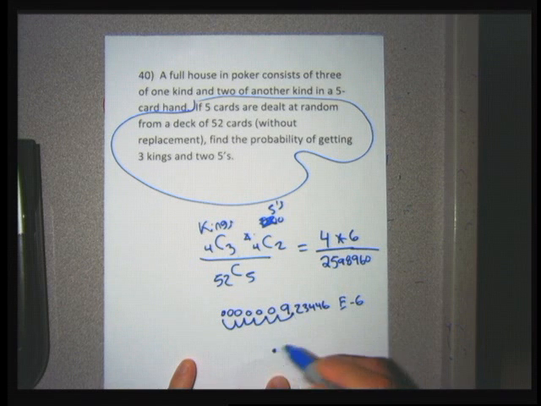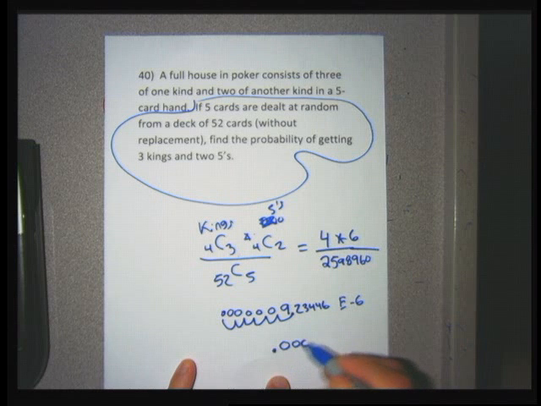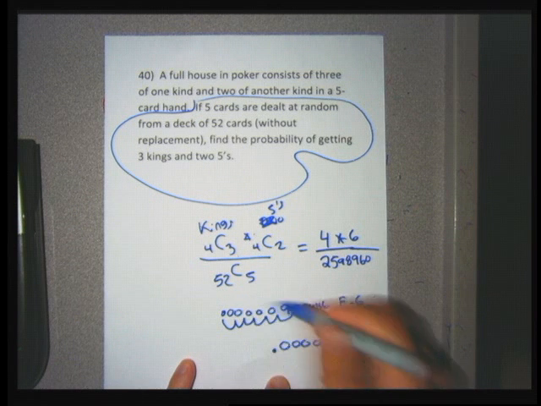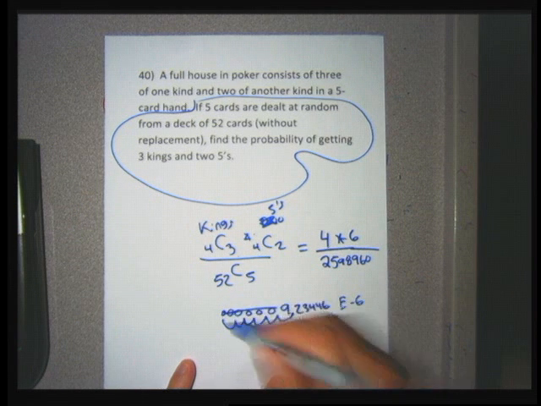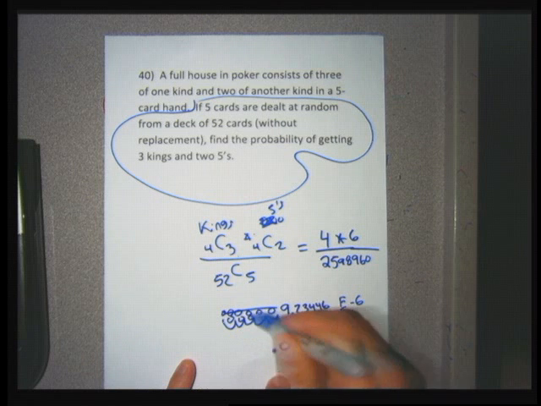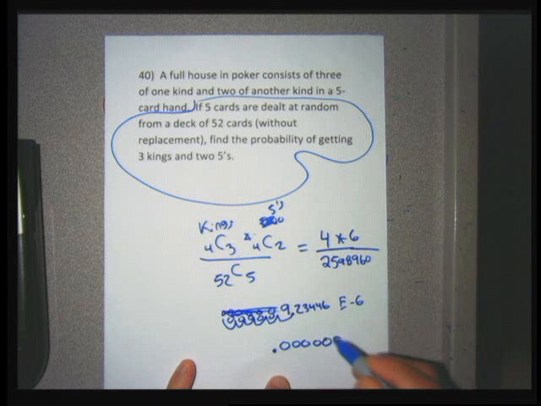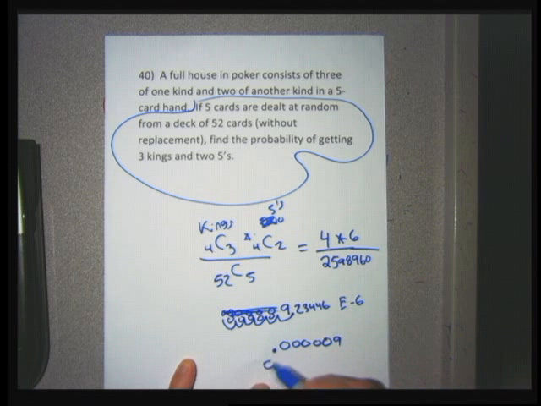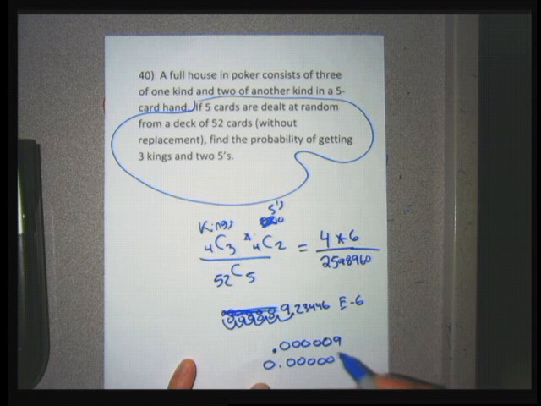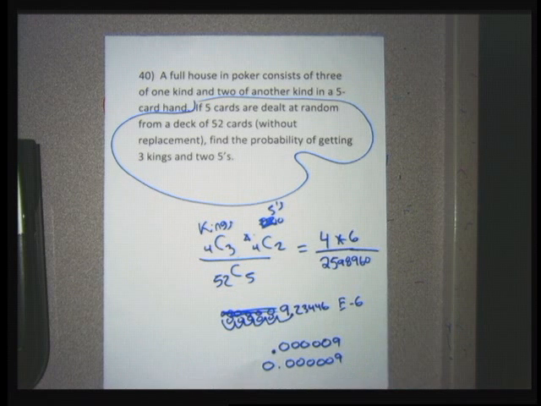For my answer, I'm not going to write just 3 zeros. So I'm going to write 0.000, 1, 2, 3, 4, 5, 6. I added too many zeros. It should be 5, so there's 1, 2, 3, 4, 5 zeros. So 5 zeros and a 9. And you could write a 0 to the left of the decimal, but that one's optional. So that would be the answer I'd write for 40 if this was a test question.